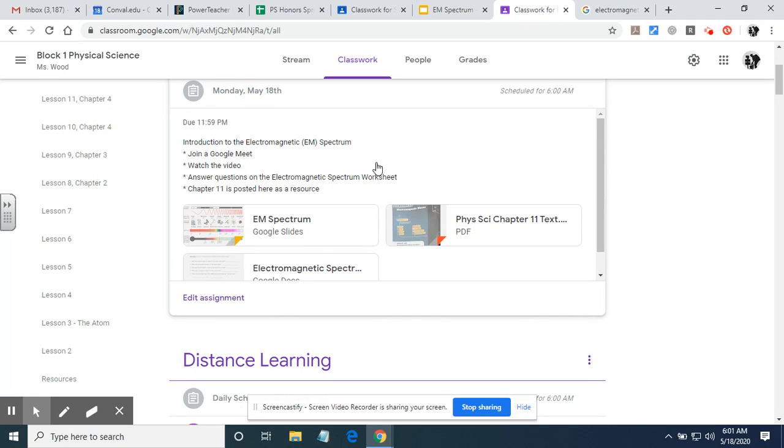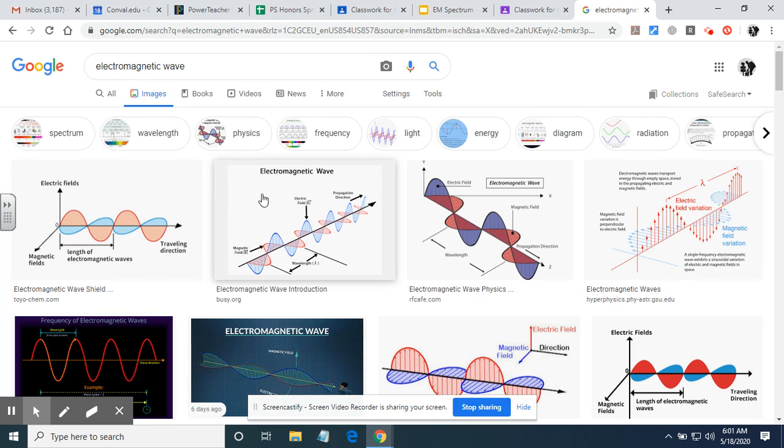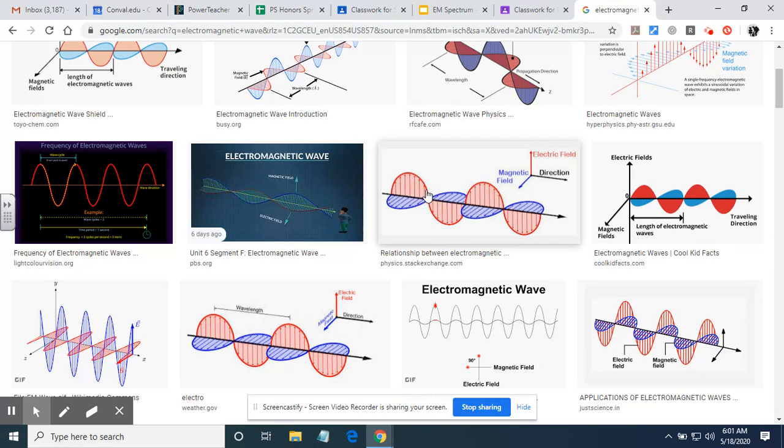So I'm just going to talk real quickly using my computer screen about electromagnetic waves. It starts on page 338 of the book. What are electromagnetic waves? As you can see, I have some Google images here, which I'm allowed to show you. There are a bunch of images here. A lot of them look similar. I would say this one's probably most similar to what's in your book on page 340.